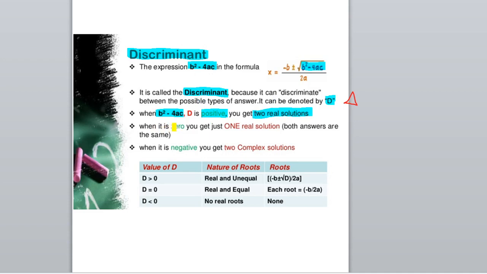If delta is 0, if the discriminant is 0, you will get just one real solution. Real solution means a real number, like the answers 5 and negative 3. Both answers are the same. If delta is negative, God forbid, what comes out? No real solutions. They call these complex solutions. You can write complex solutions or no real roots. We will take this in the no real roots lesson.